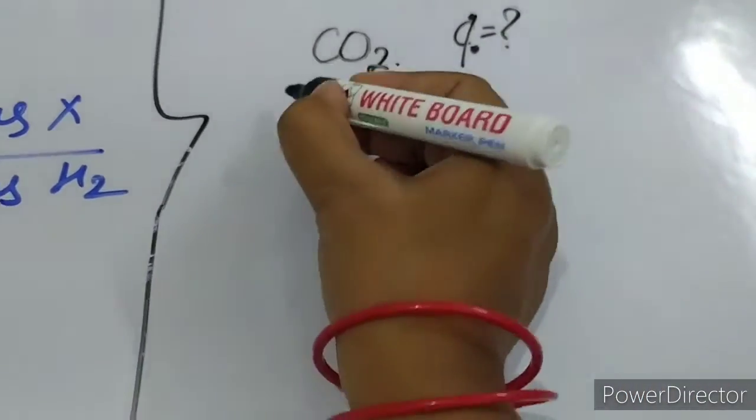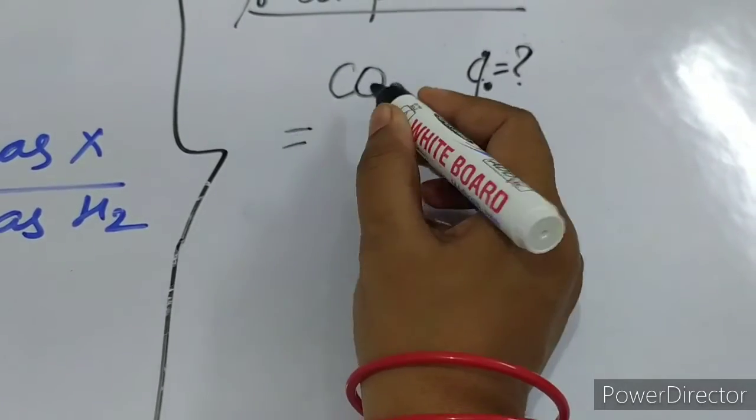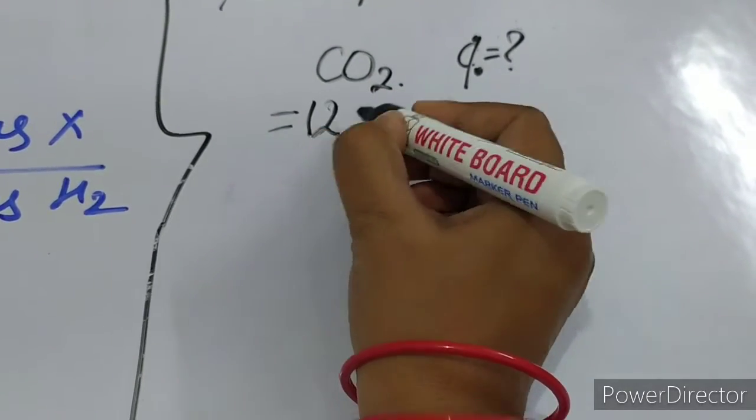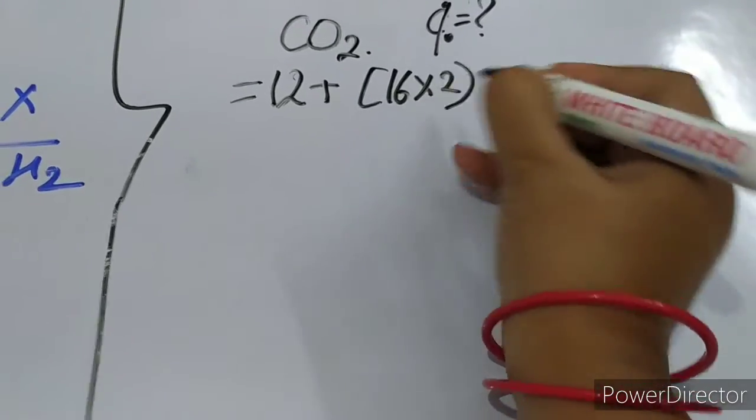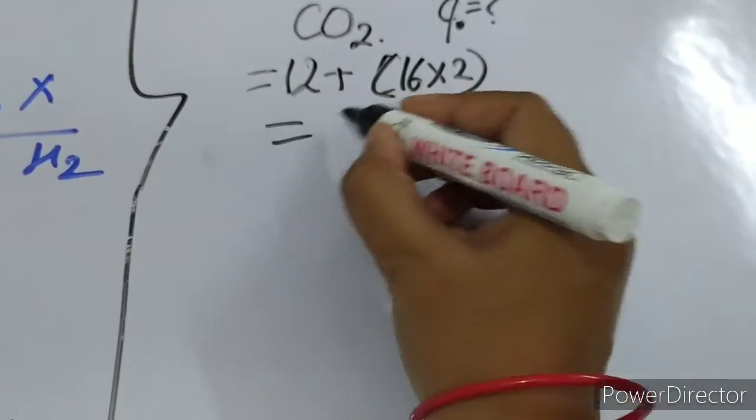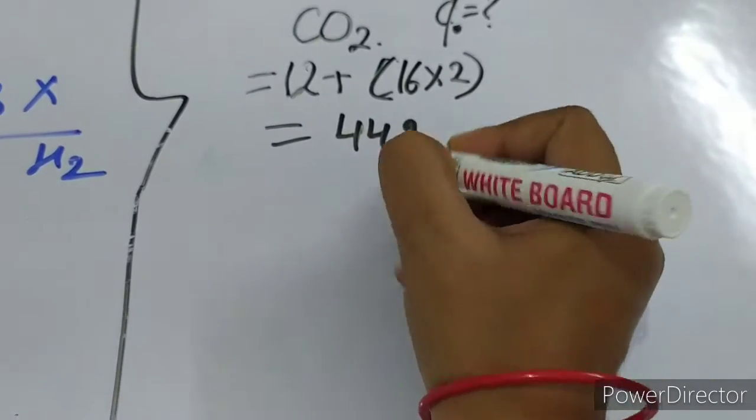Percentage of carbon. So the first thing you have to do is find the molecular weight of CO2. Atomic mass of C is 12 plus 16 of oxygen into 2. This you have already learned, how to find the molecular weight. This will come out to be 44 gram.